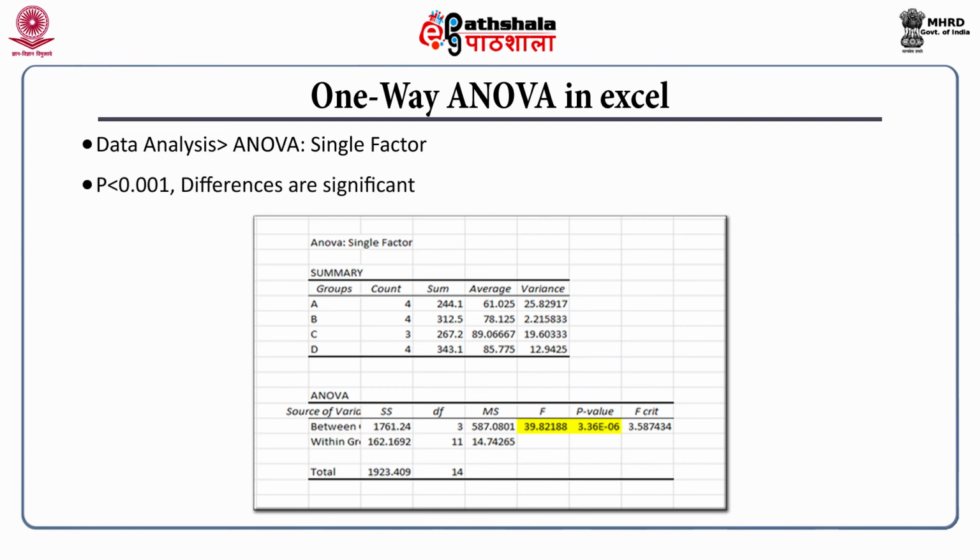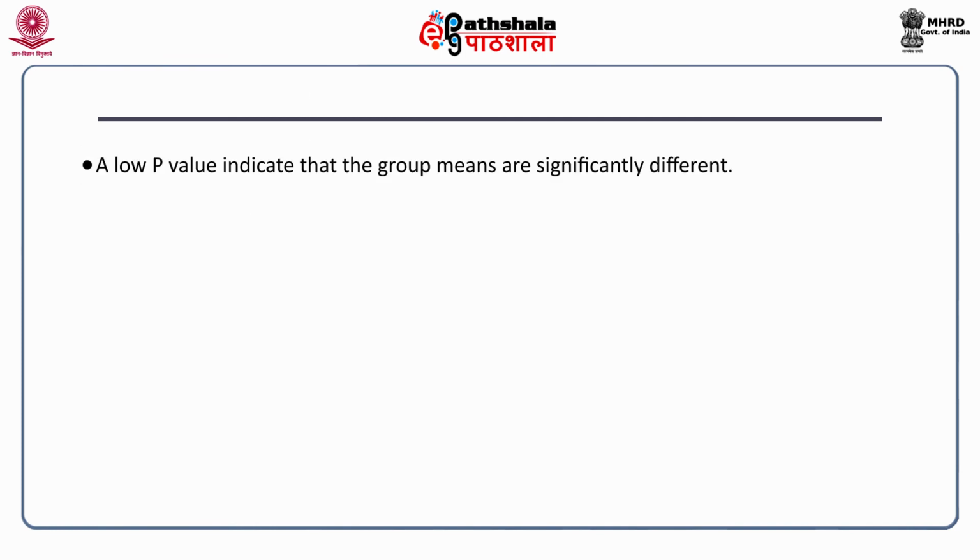So the p value obtained is of course less than 0.001. So the differences are significant for this particular data set. Remember that a low p value indicates that the group means are significantly different.